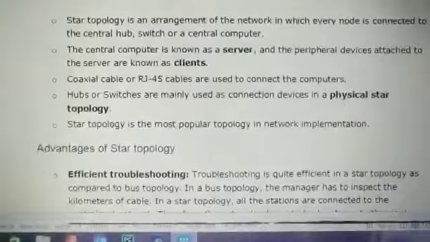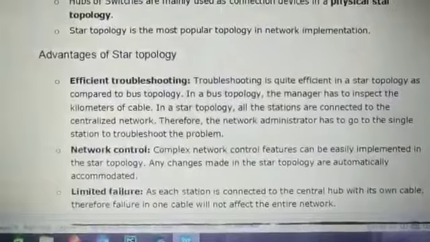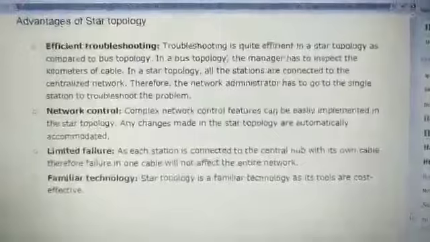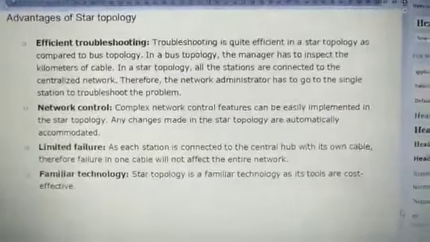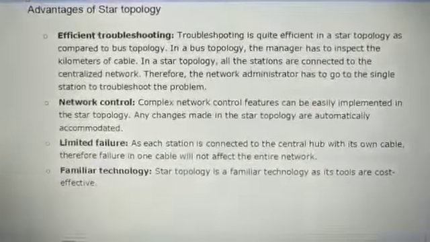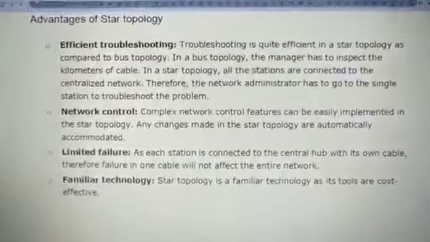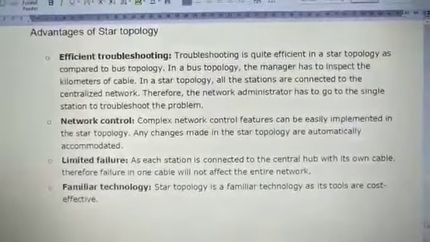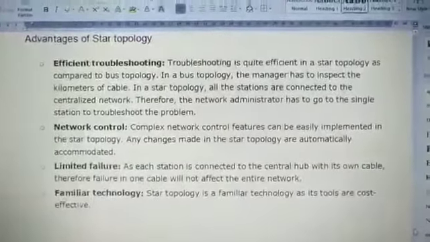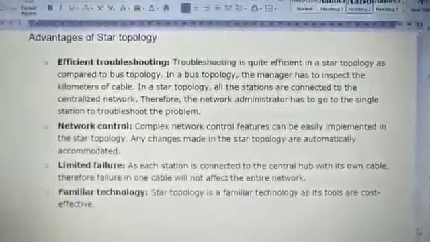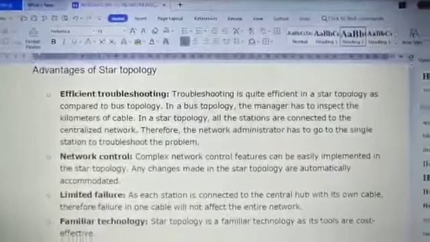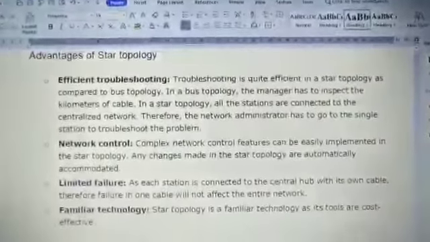So now we're going to know about what are the advantages of this topology. Okay. So first one is efficient troubleshooting. Troubleshooting is quite efficient in case of star topology as compared to bus, because in bus topology, what happens? The manager has to inspect the kilometers of cable, the whole cable line. But in case of star topology, all the stations are connected with the centralized network. So therefore, the network administrator has to go to the single station to troubleshoot the problem.